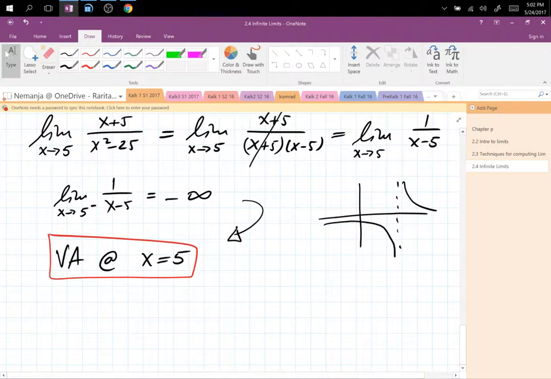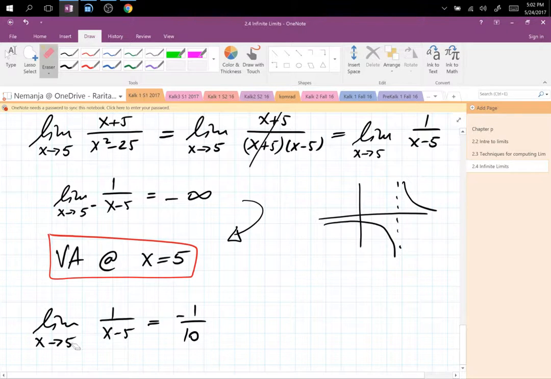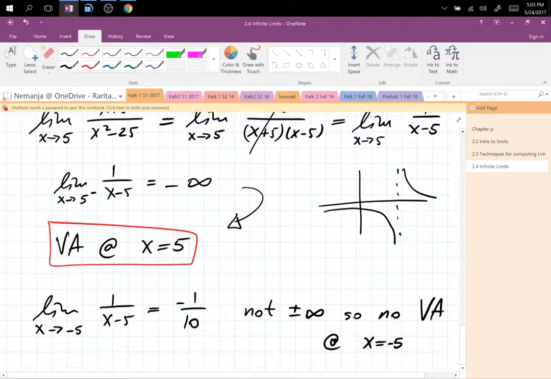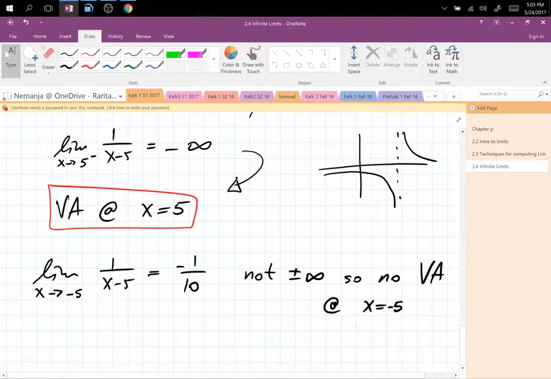Now we run the limit for the second asymptote candidate, which is negative 5. We end up with the same 1 over x minus 5, and you get negative 1 over 10 when you plug in negative 5 on that one. This is supposed to be negative 5 here. So negative 1 over 10. Now that's not infinity. So no vertical asymptote at x equals negative 5. And as you said, we have the open circle there.